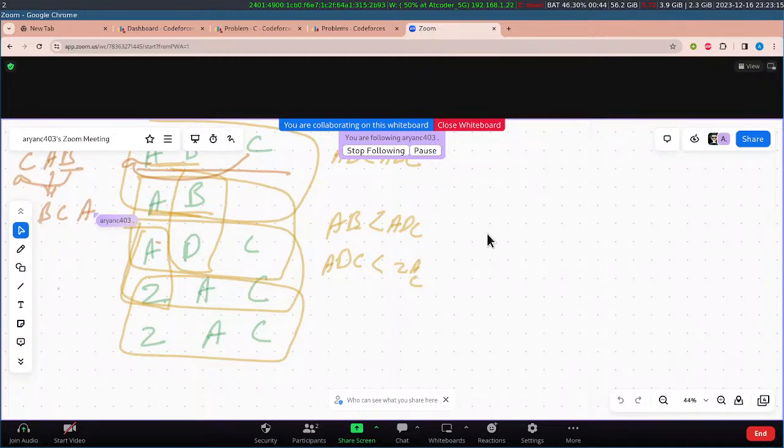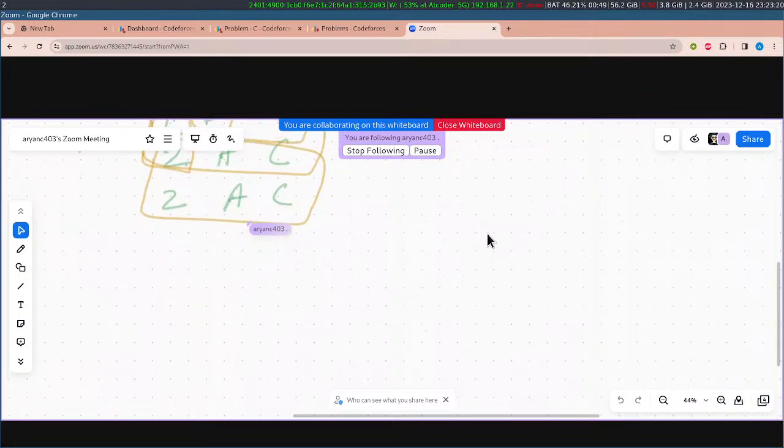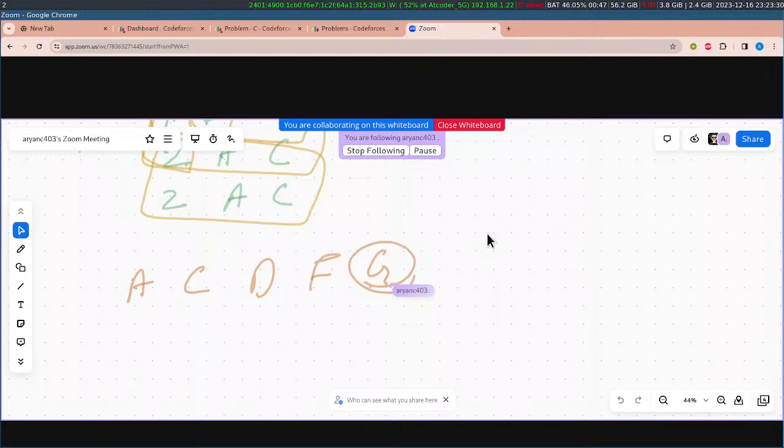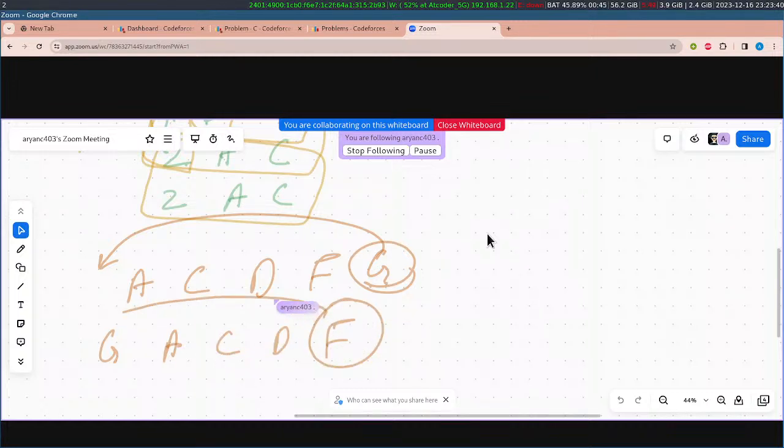Similarly, if we try some other string, cyclic shifting this string means first G comes to the front, it becomes G A C D F, and then if we do it again, F comes to the first, it becomes F G A C D and so on. So any questions over here?